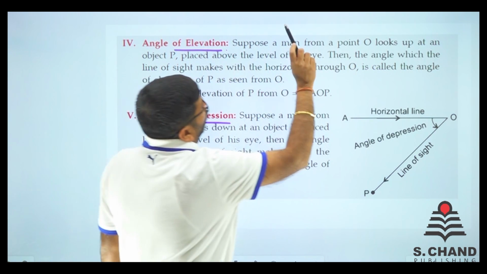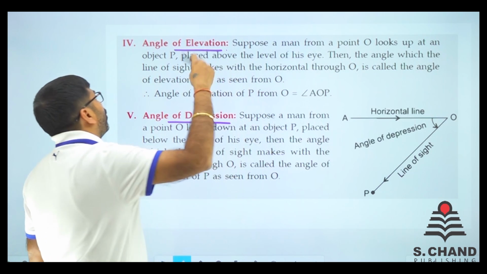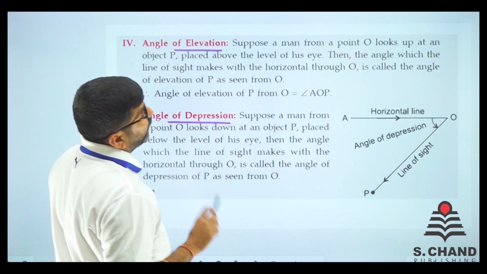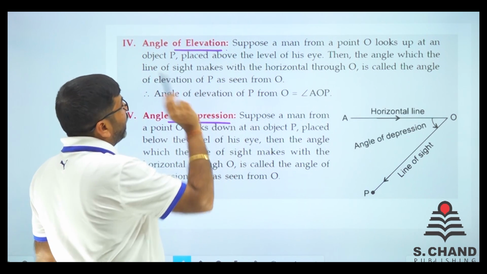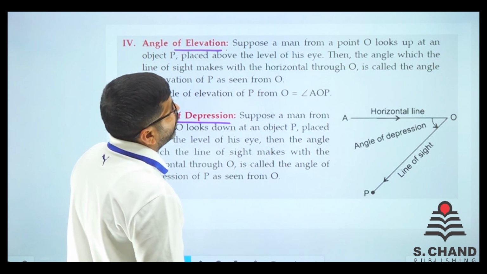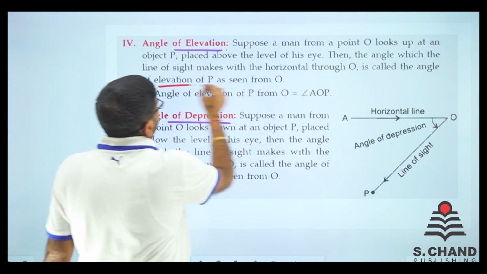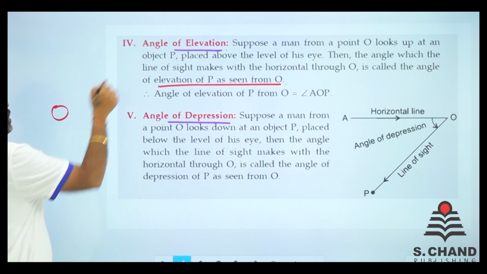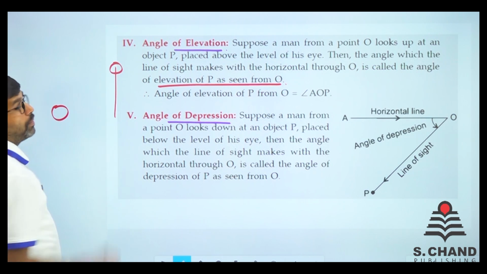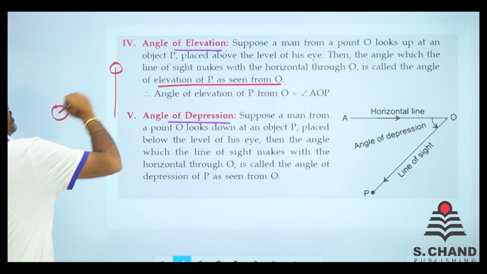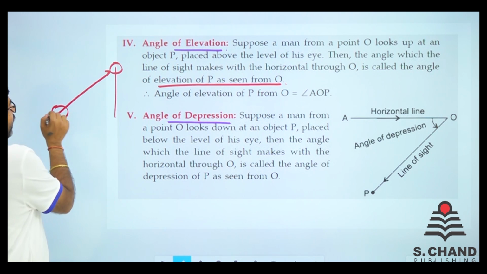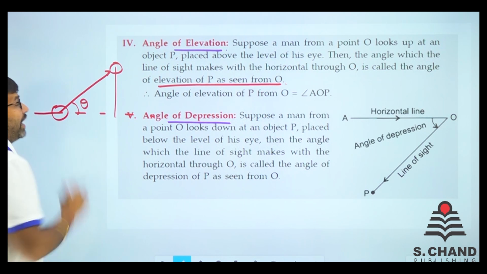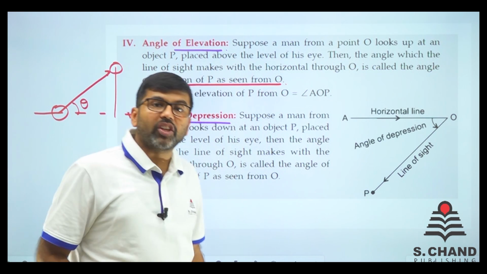Suppose a man from a point O looks up at an object P, placed above the level of his eye. Then the angle which the line of sight makes with the horizontal through O is known as the angle of elevation of P as seen from O. So this is O. This is, for example, some point I am seeing. So this is the line of sight, making an angle with the horizontal. This is theta and this is known as the angle of elevation.